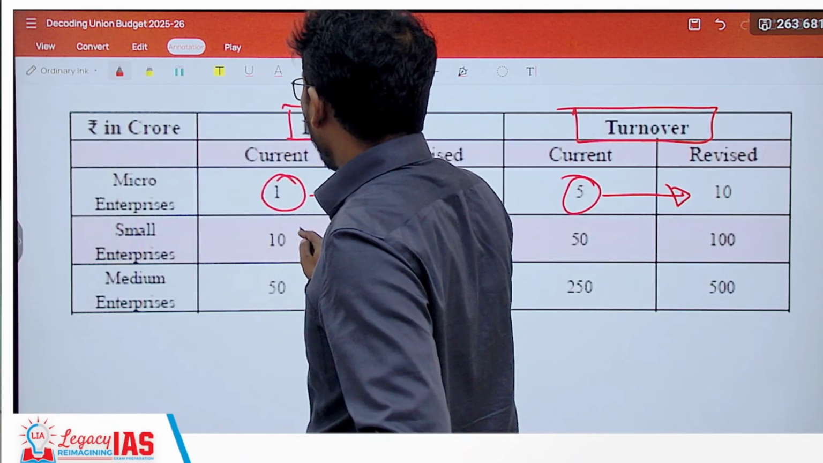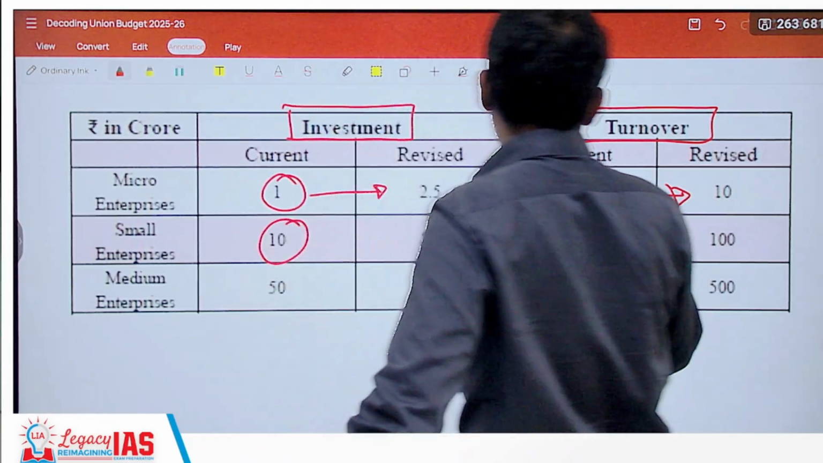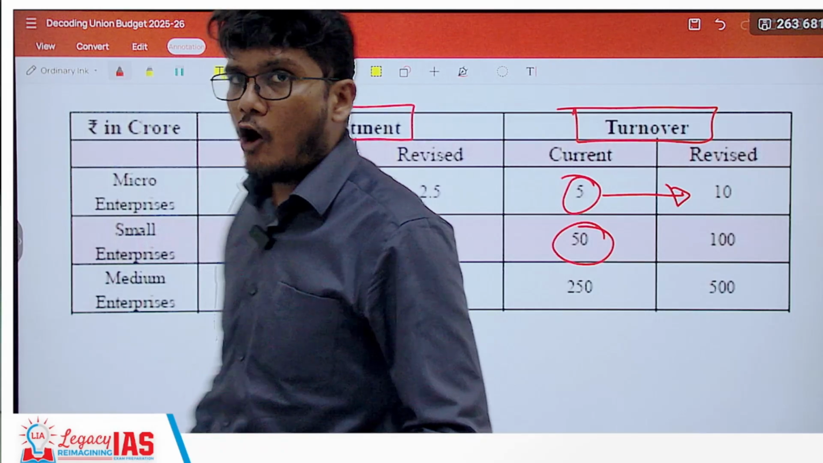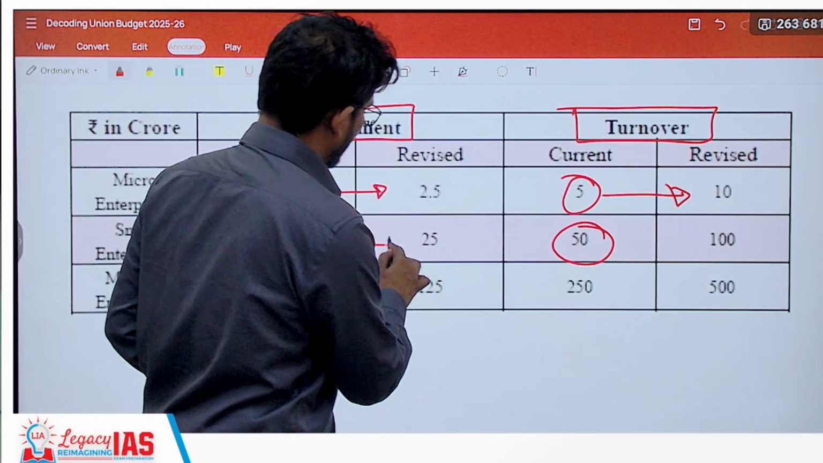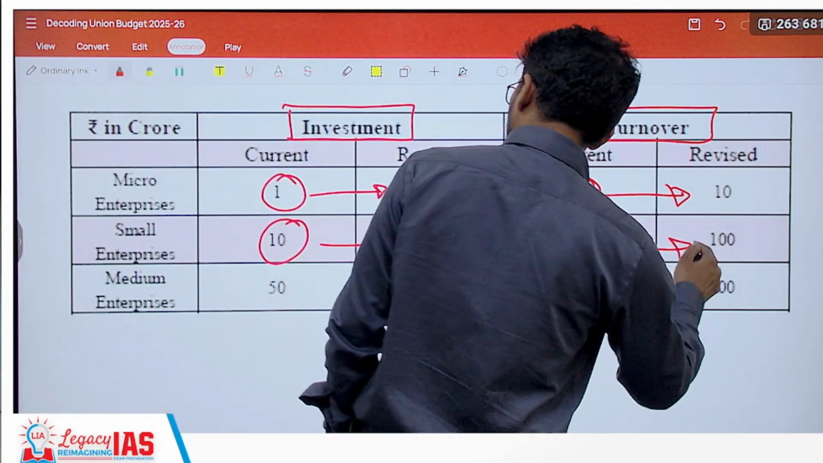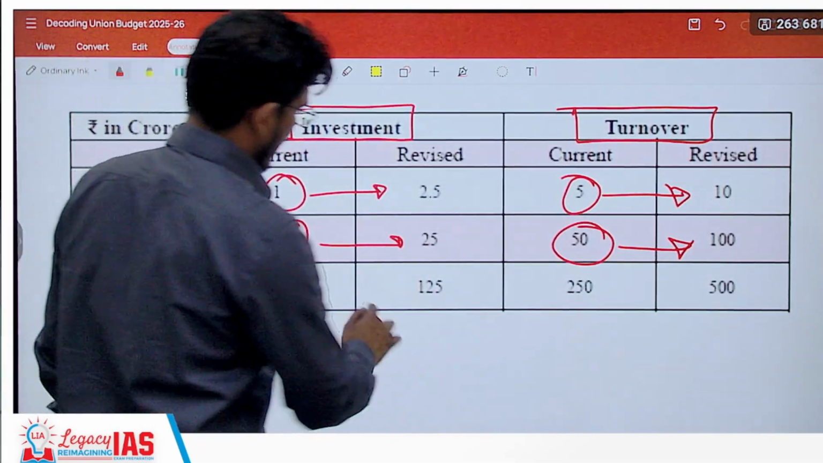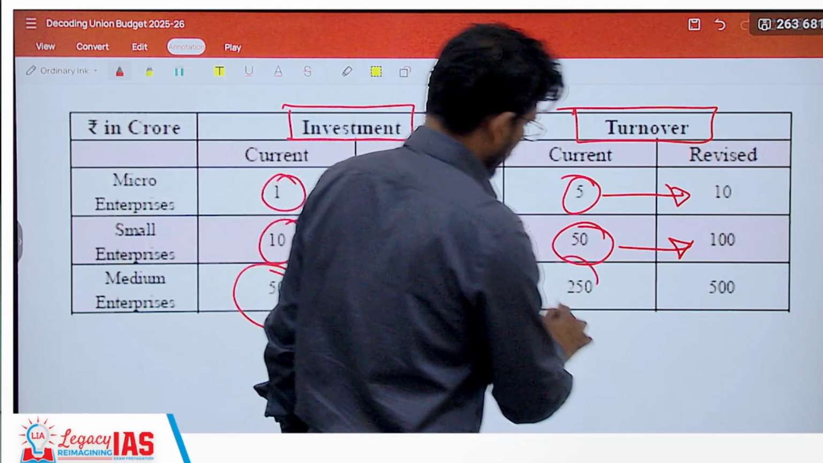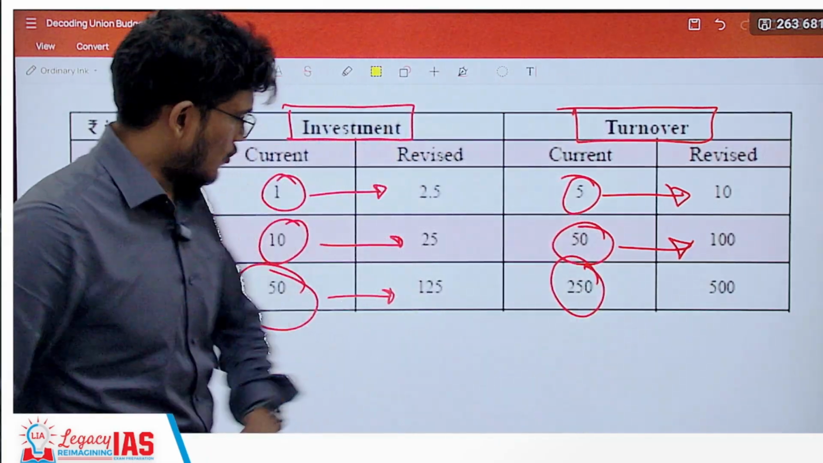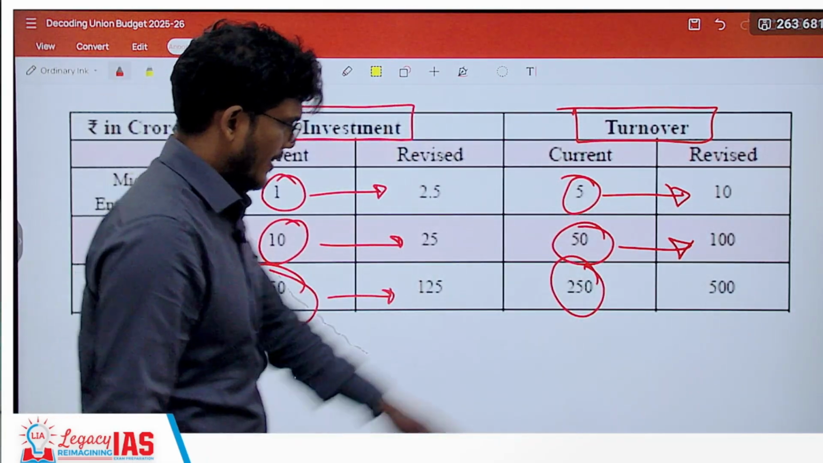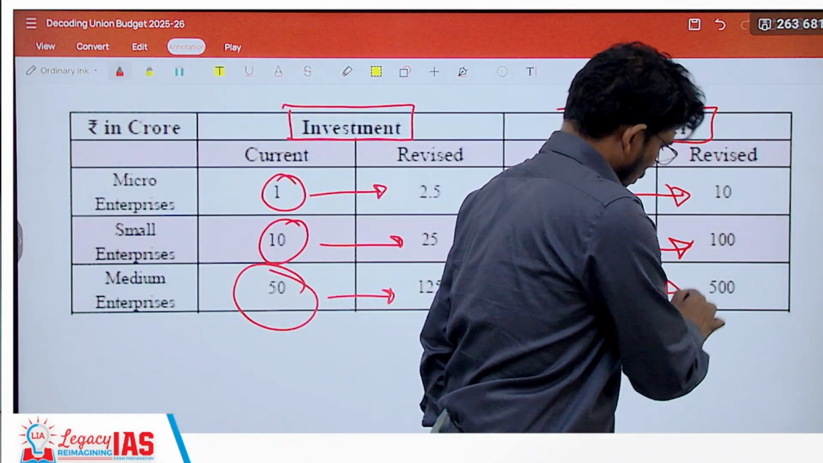Small enterprise is the one with 10 crore investment and 50 crore turnover, which has now been changed to 25 crore investment and 100 crore turnover. Medium enterprises are the one with 50 crore investment and 250 crore turnover, which has now been changed to 125 crore investment and 500 crore turnover.